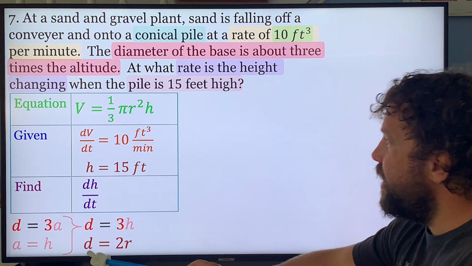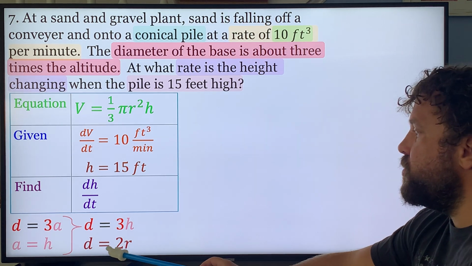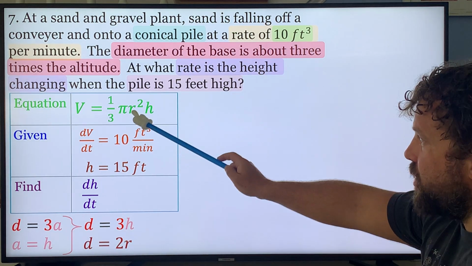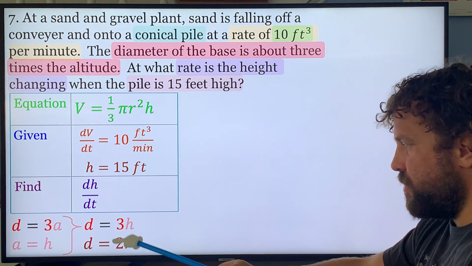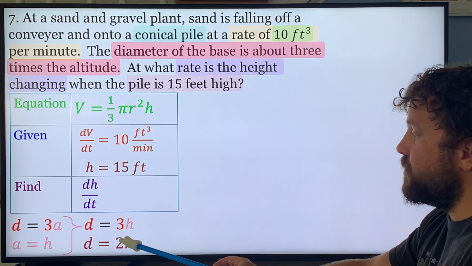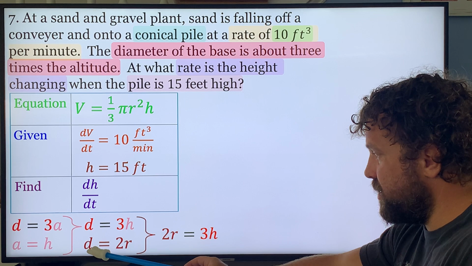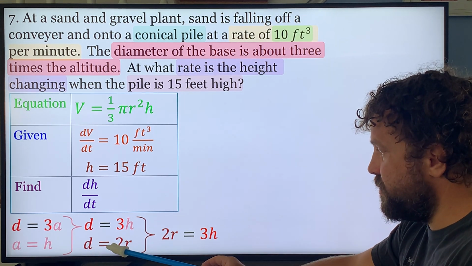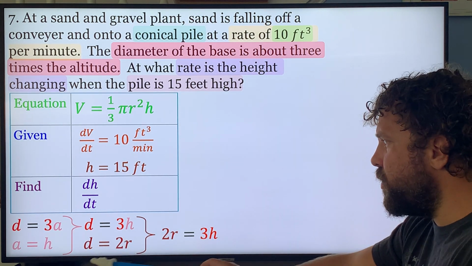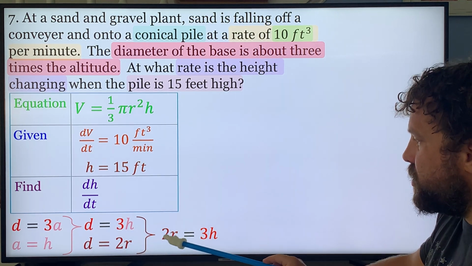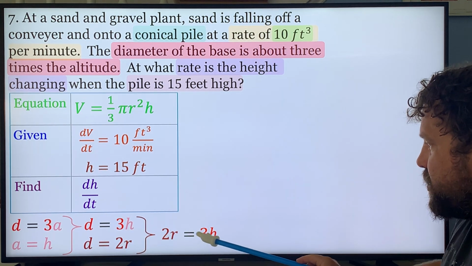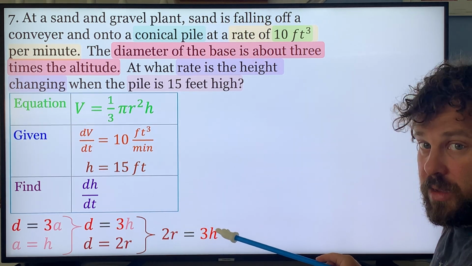Now, the diameter is 2 times radius, right? Because we don't want diameter, we want radius. There's no diameter in this equation. Everyone gets that? So that means the radius is half the diameter, or since d equals 3h and d also equals 2r, 2 times the radius equals 3 times the height. Follow me?